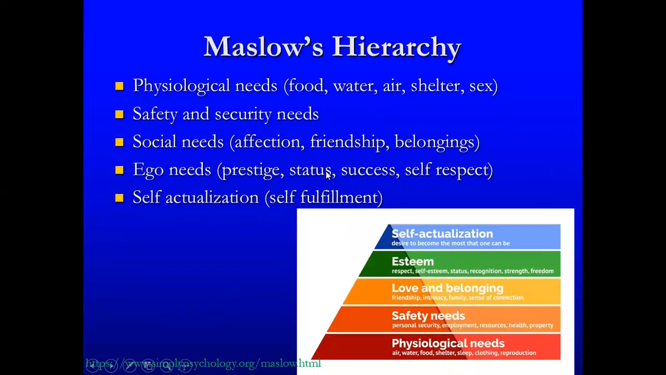So this is Maslow's hierarchy. It includes physiological needs, then safety needs, then social needs, then ego needs, and finally self-actualization. This I have taken from this site.